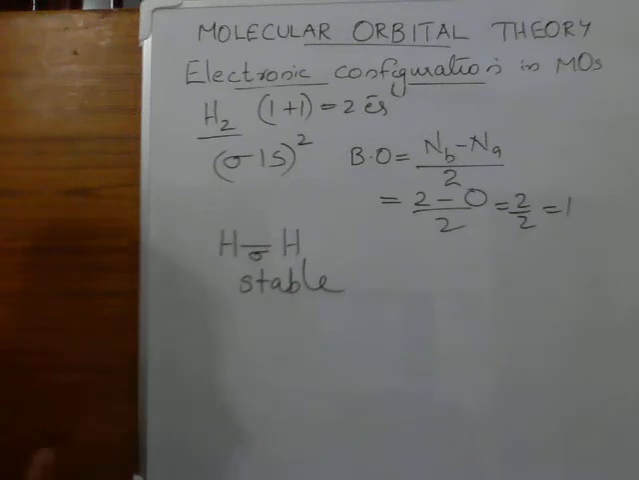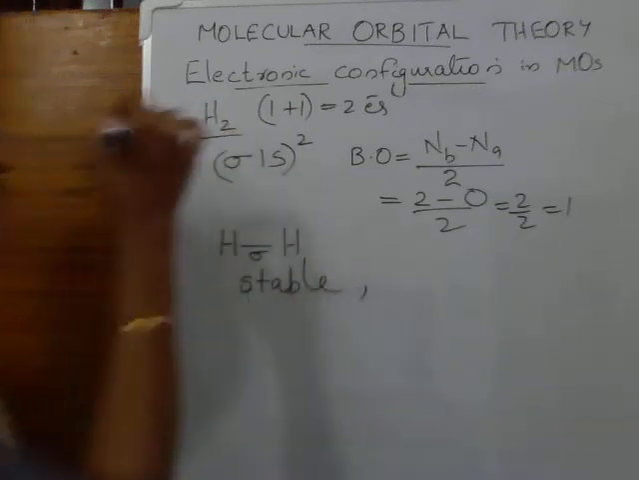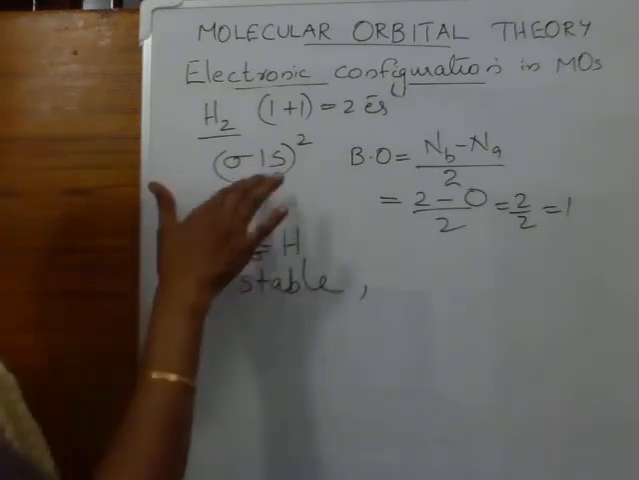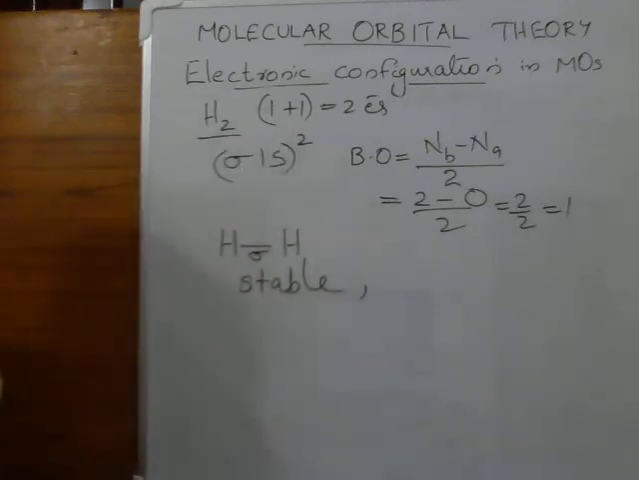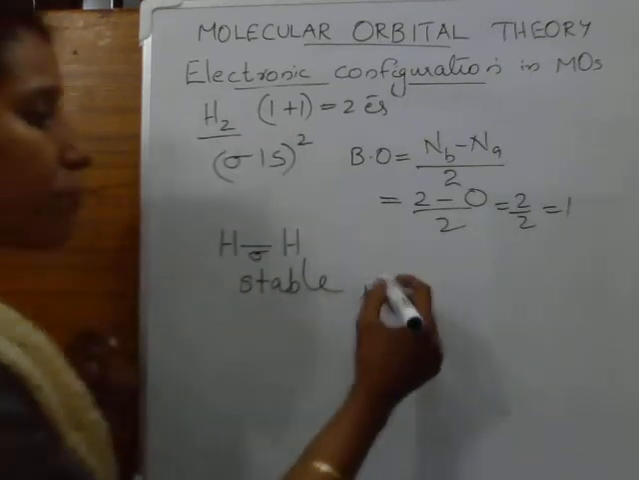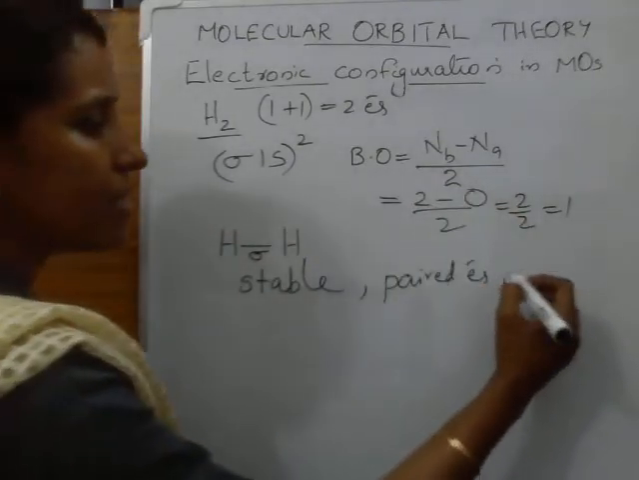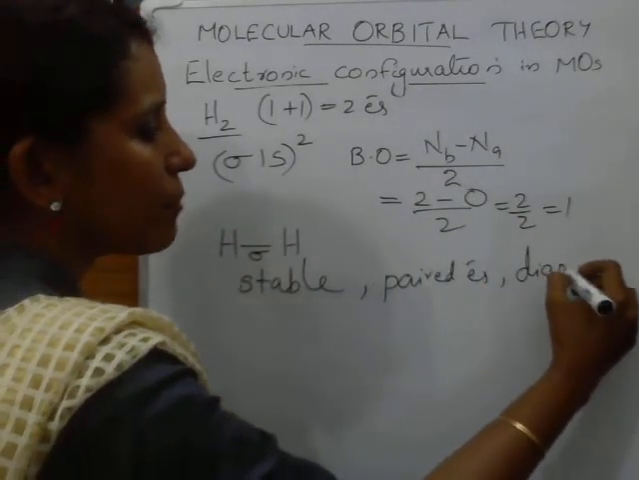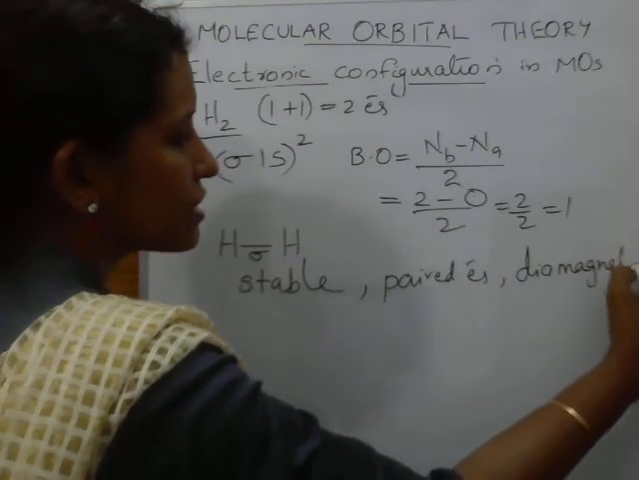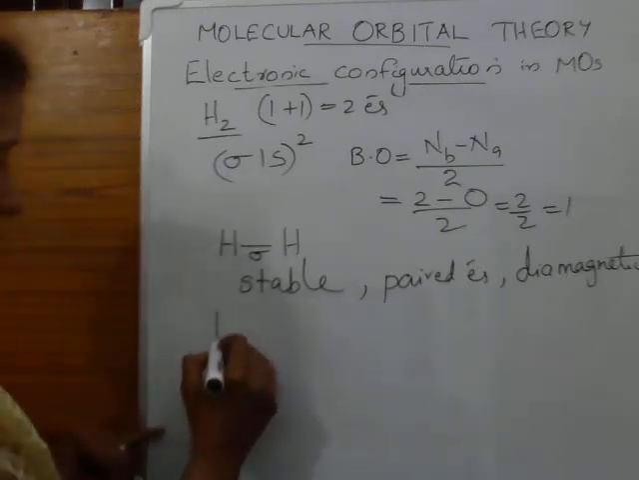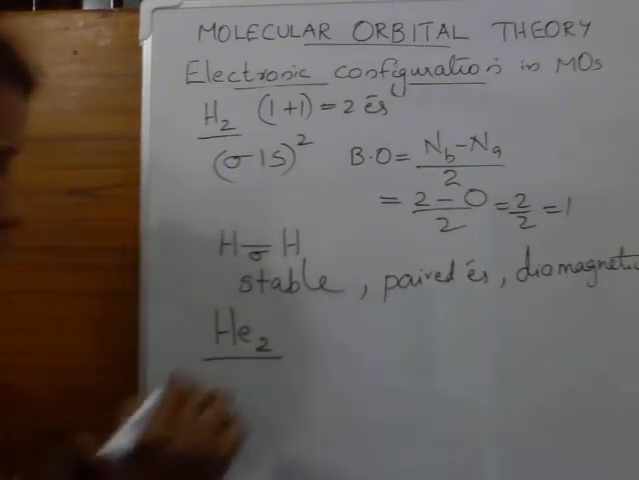You can predict the magnetic behavior. Is H2 molecule paramagnetic or diamagnetic? You have to check whether it contains any unpaired electron. No. Only 2 electrons. The electrons are paired. It contains only paired electrons, no unpaired electron. Hence the magnetism will be diamagnetism. H2 is a diamagnetic molecule. Clear? Now the next molecule, helium molecule, He2 molecule.